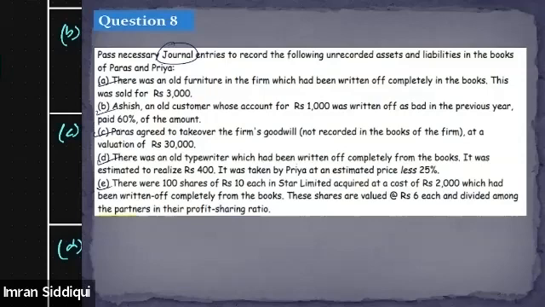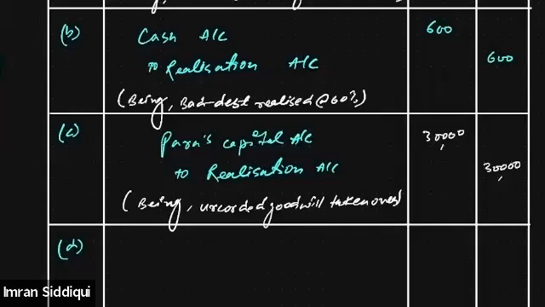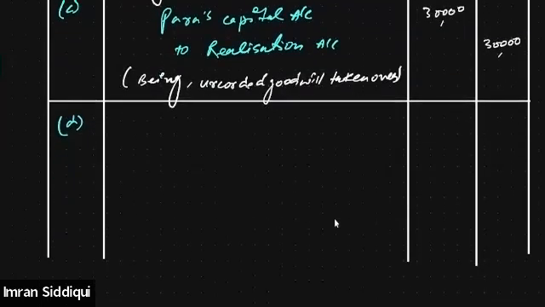D. There was an old typewriter which had been written off completely from the book. It was estimated to realize 400. It was taken by Priya at an estimated price less 25%. What will be the general entry for this? Anyone? Sir, Priya's capital account debit 300 to realization account. Yeah, that's right. 300.